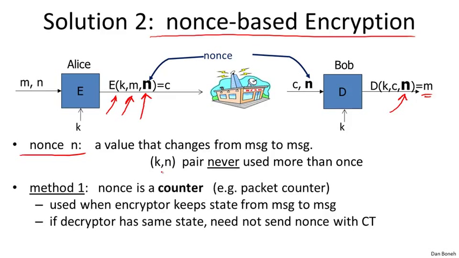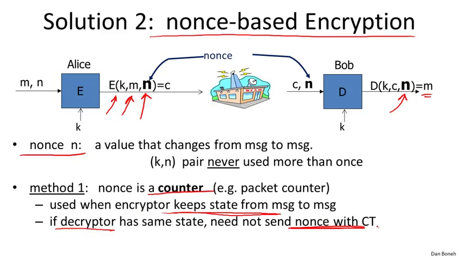Well, the simplest option is simply to make the nonce be a counter. So for example, in a networking protocol, you can imagine the nonce being a packet counter that's incremented every time a packet is sent by the sender or received by the receiver. This means that the encryptor has to keep state from message to message, namely it has to keep this counter around and increment it after every message is transmitted. Interestingly, if the decryptor actually has the same state, then there's no need to include the nonce in the ciphertext since the nonce is implicit.